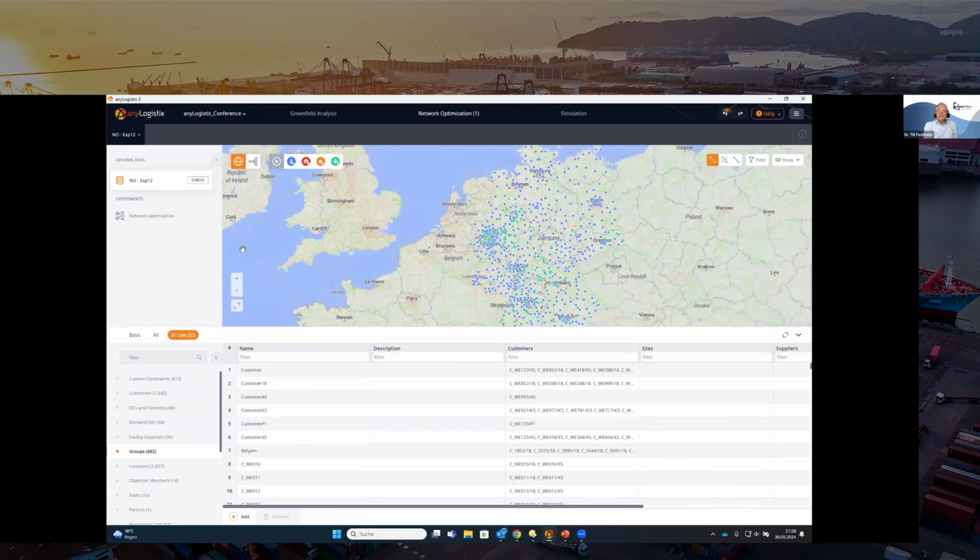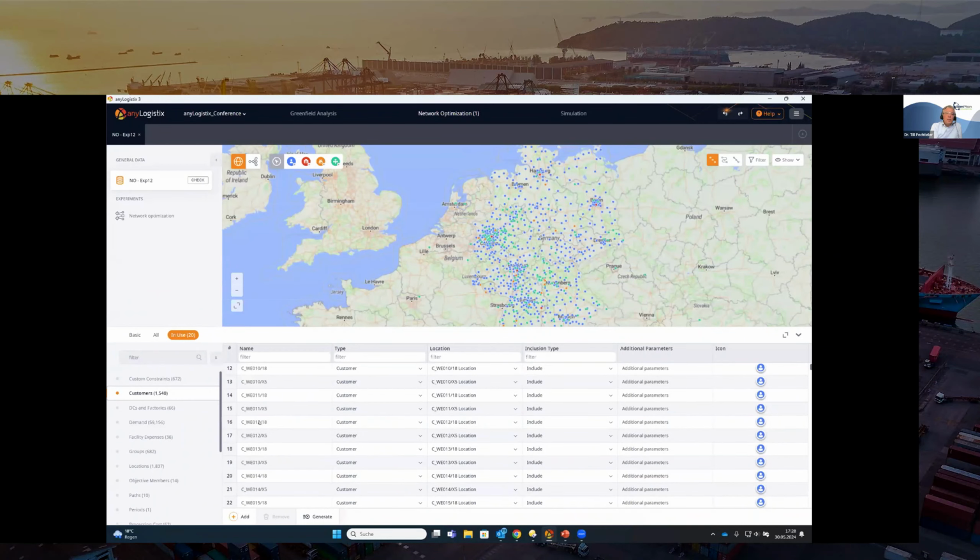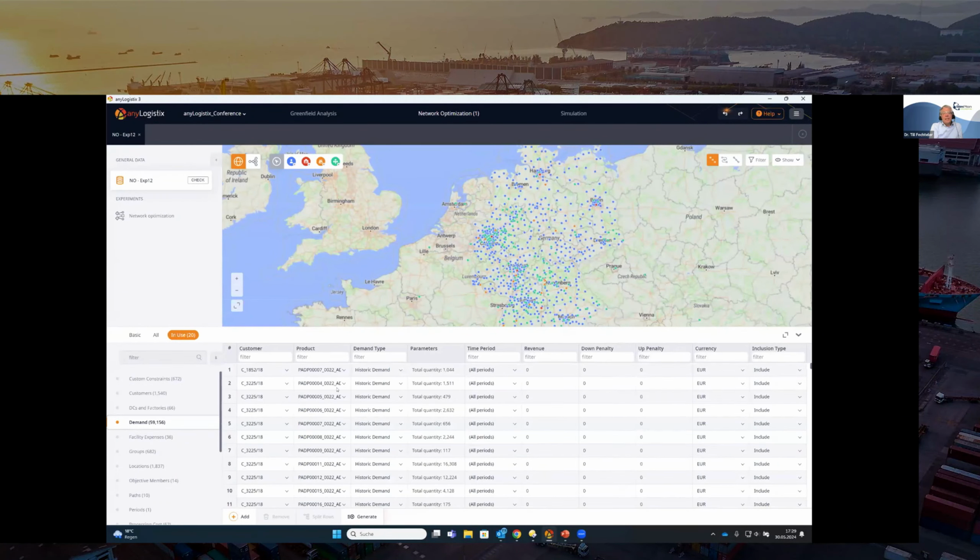So here is the anyLogistix scenario. We have the 1,540 customers, and you see here we have the 3-digit postal code and, separated by a slash, the shipping type. So as mentioned, we have a combination of postal code area and shipping type, and for each customer and product combination we have demand. In this case we have historic demand, so a demand by date.